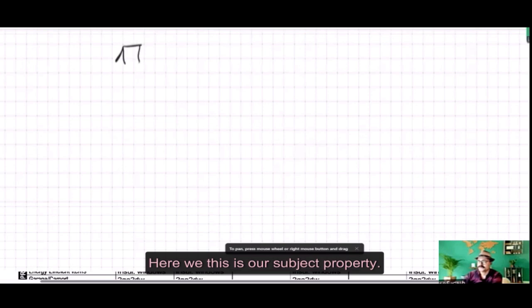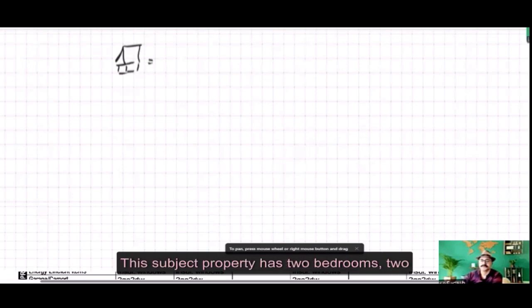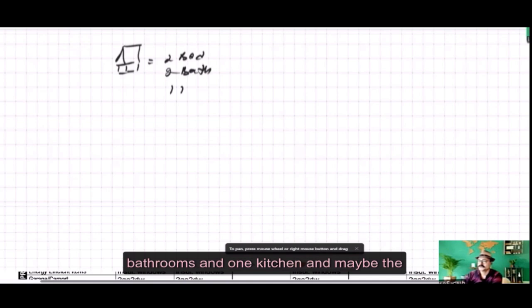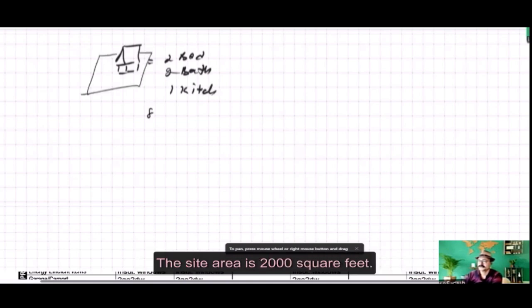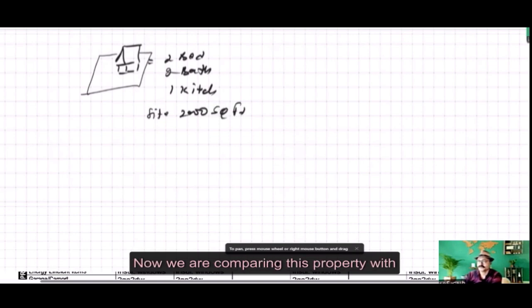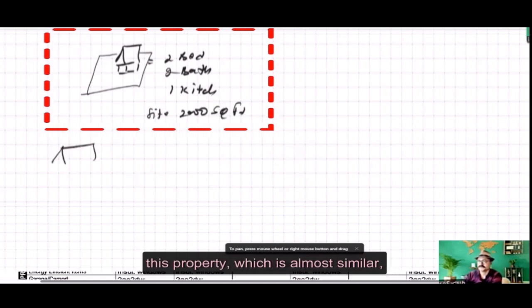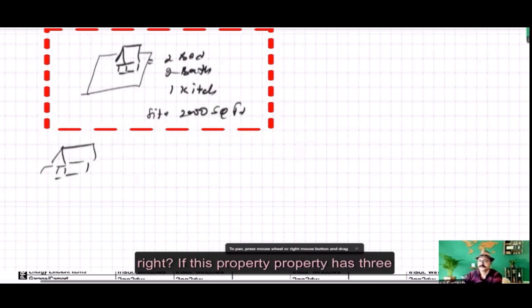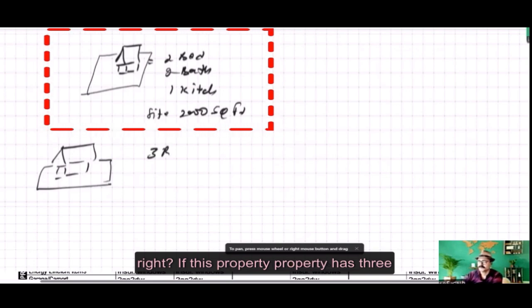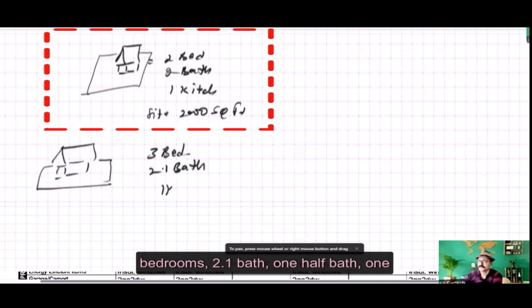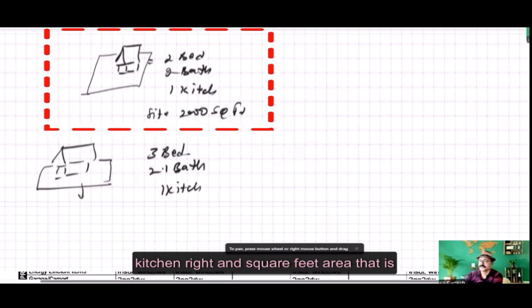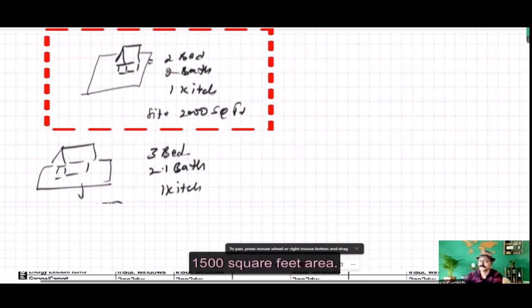Here this is our subject property. This subject property has 2 bedrooms, 2 bathrooms and 1 kitchen, and the site area is 2000 square feet. Now we are comparing this property with this property, which is almost similar, right? This property has 3 bedrooms, 2.1 baths, 1 half bath, 1 kitchen, and 1500 square feet area.